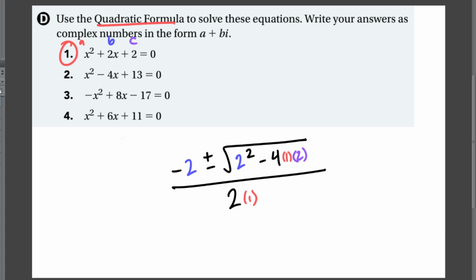Cool? So let's go through and start simplifying some of these terms here as I go through. Starting off with my 4, I have 4 times 1 times 2. 4 times 1 is 4. 4 times 2 is 8. So my first number here is 8.